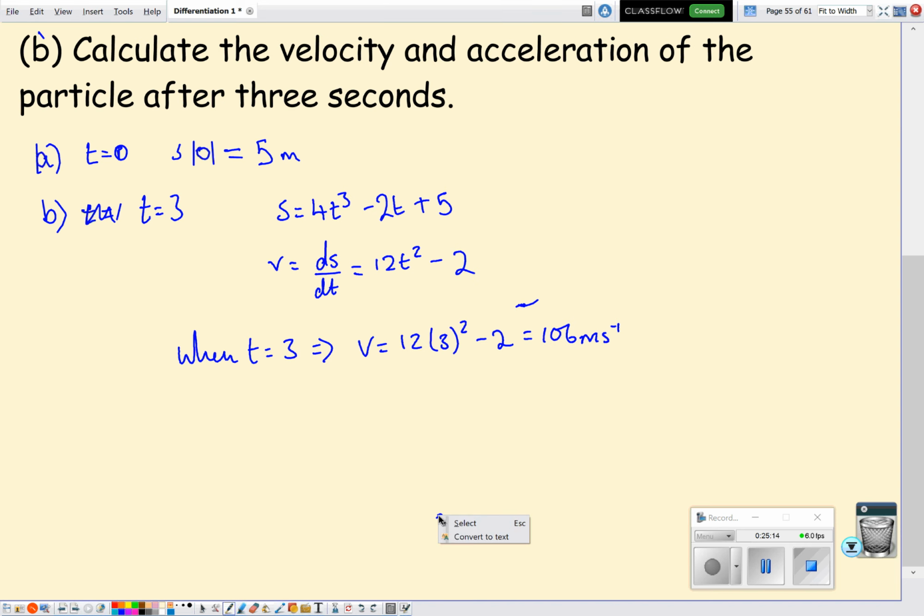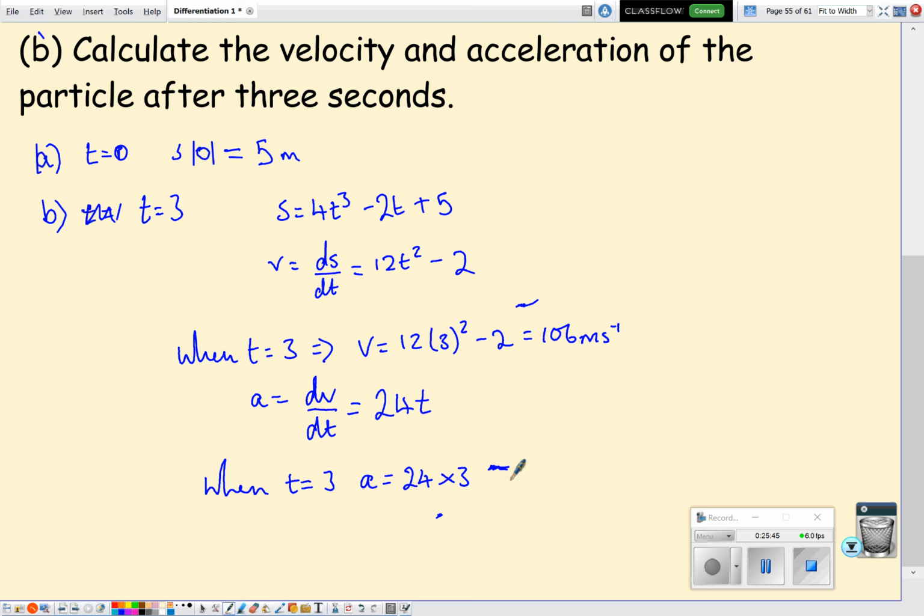Let's get an expression now for acceleration. So acceleration equals dv by dt. And so the derivative of the velocity there is 24t, and so when t equals 3, the acceleration is 24 times 3, 24 threes is 72, and the units for acceleration are meters per second squared.